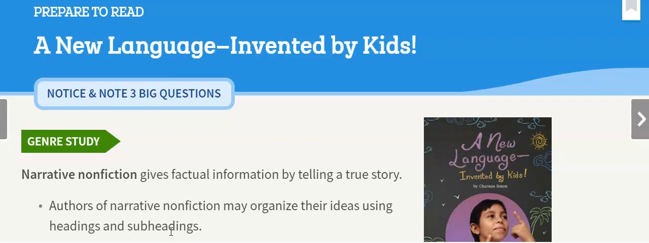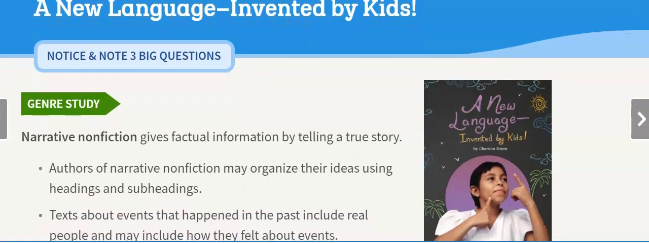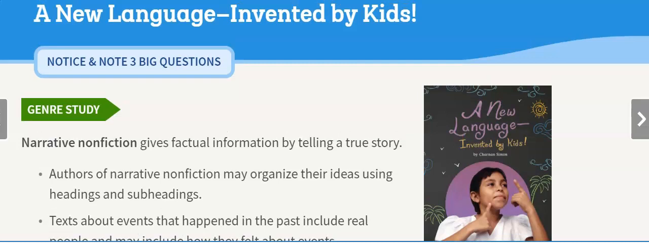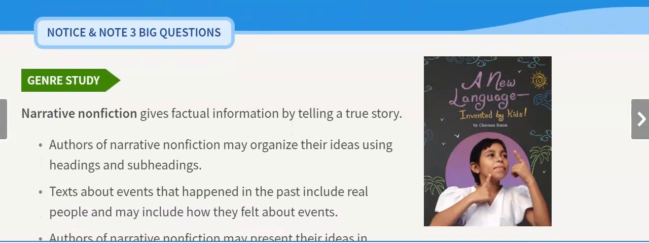Before you read, I want you to do the pre-reading, preparing to read, which I do have assigned to you on the HMH site. You can also do this in your textbook, like previously with all your other assignments. So you're going to notice and note 3 big questions.